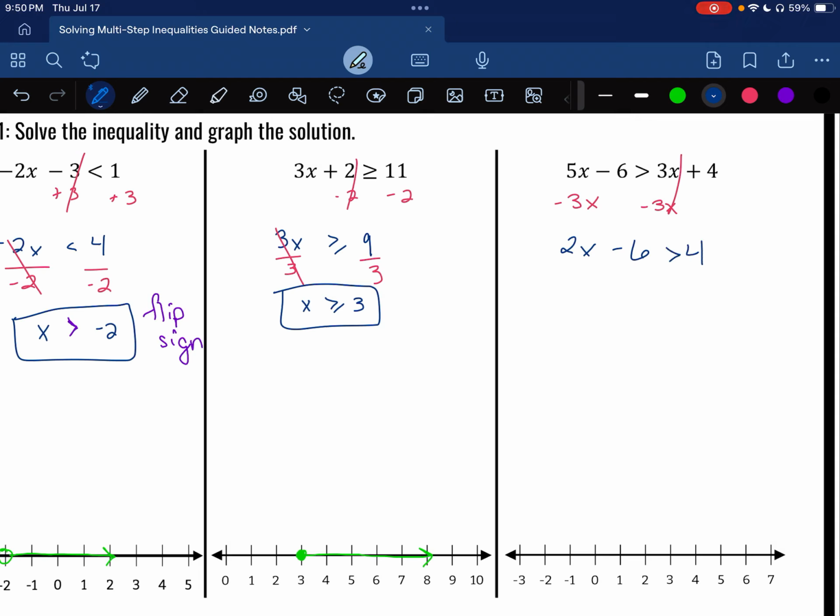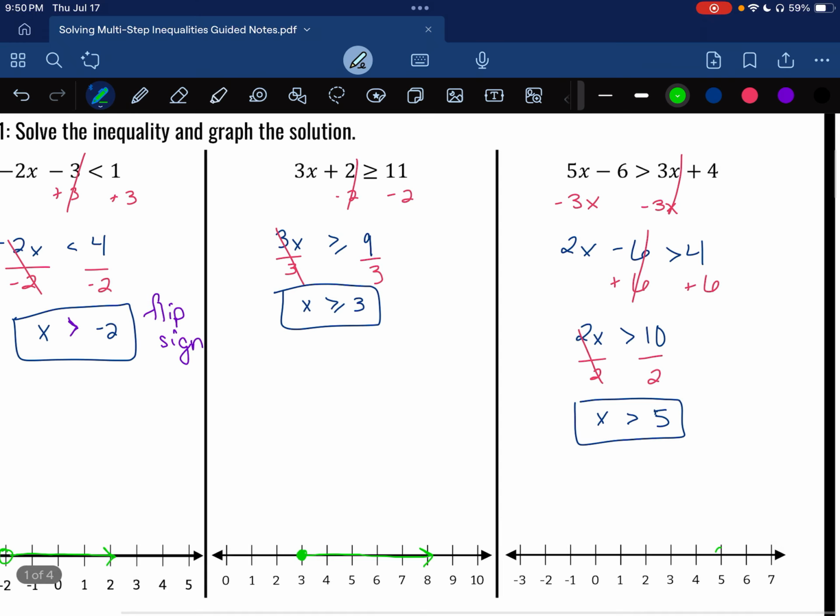Now I need to work on getting the constants. Now this is just straight a two-step inequality here, so I'll take care of that by adding 6 to both sides. I'll get 2x is greater than 10. Divide both sides by 2. And we get x is greater than 5. Strictly greater than, and no flipping the sign business here. You're going to have an open circle here at 5. We want values to the right.